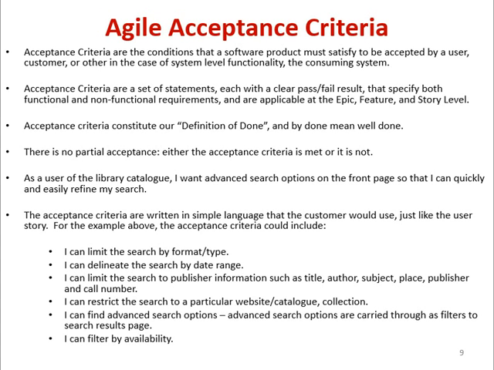A few of the examples are: I can limit the search by format or type. I can delineate the search by date range. So these are all examples of acceptance criteria. Once you have fulfilled all these things in this example, then definitely your product is acceptable.